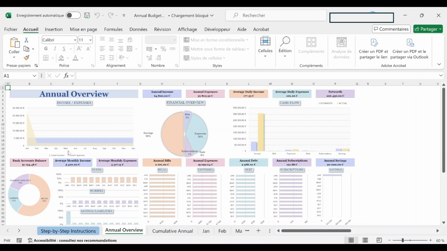Below, there's a chart that compares total income to total expenses on a month-by-month basis, along with a financial overview of your expenses and a comparison between your annual plan budget and what you actually spent.